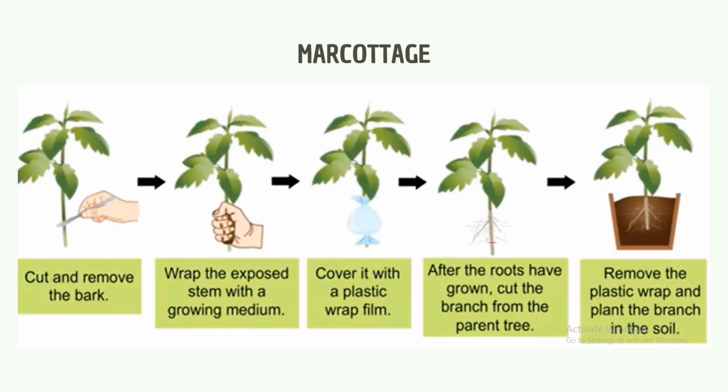Look, this is how we do cottage. First, you have to cut and remove the bark, and then wrap the exposed stem with a growing medium, and then cover it with a plastic wrap film. And the fourth step is after the roots have grown, cut the branch from the parent tree. Look, the roots have grown. And then the last one, remove the plastic wrap and plant the branch in the soil. So this is the cottage method.